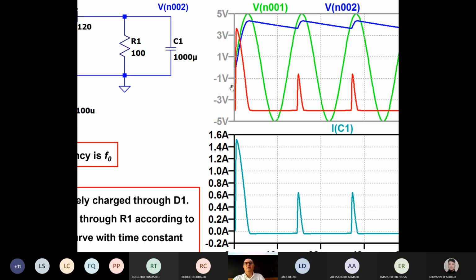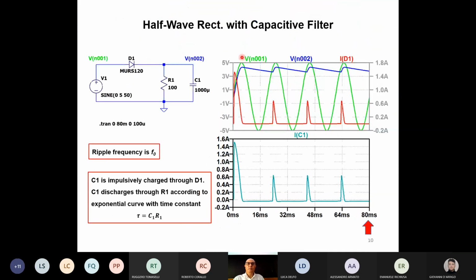In order to charge the capacitor to the same voltage as the input, we need a very large current. That's the reason why we have such a large current peak. When the input voltage reaches its peak, the capacitor has also reached its peak. Again, the voltage in the capacitor is 0.7 volts lower than the peak, because we have the voltage drop on the diode. What happens next is that the input voltage goes down, but the capacitor is already charged.